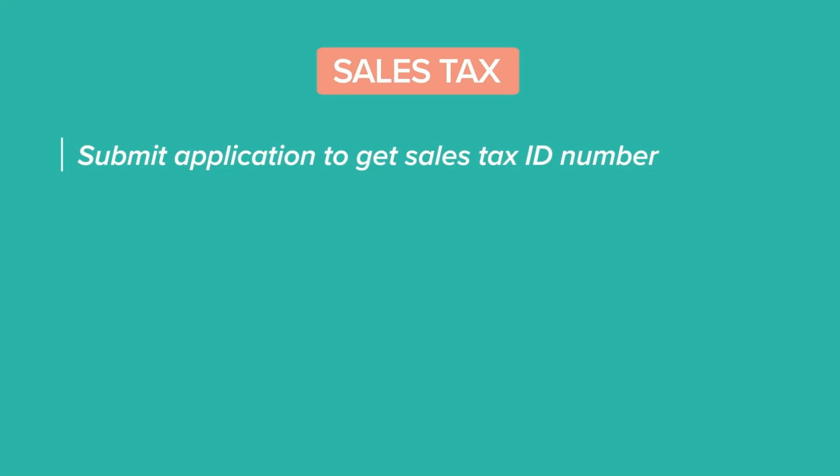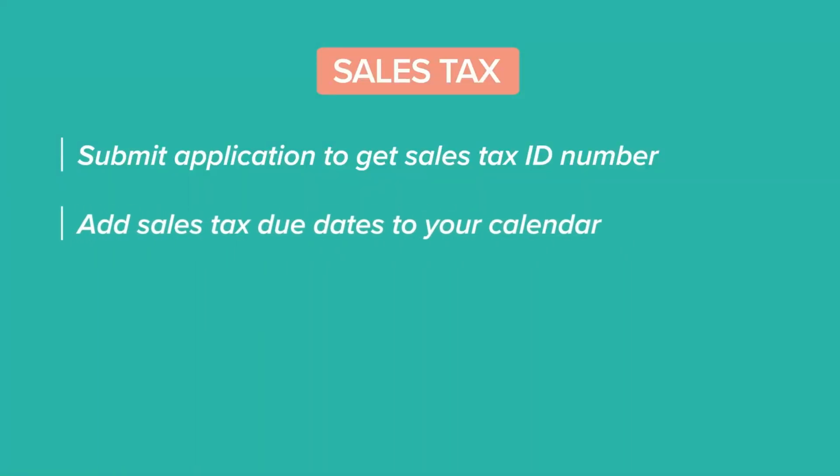Once you know how you'll be calculating sales tax, you'll need to submit a sales tax application to the state or states where you operate. Most states have an online application you can fill out. Once you've done this, you'll receive your state sales tax ID number, information on how to pay the sales tax, and instructions for how often you have to pay. Put those due dates on your calendar and set reminders so you don't forget. This way you can avoid late fees.